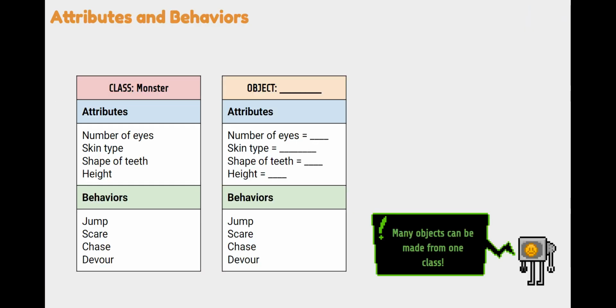So the class is the blueprint. It lists the attributes and defines the behaviors, but then the object actually sets those attributes to a value and then can actually perform those behaviors. And you can make many objects from the same class. So you can make your own monster object, just give it a name and define its attributes.